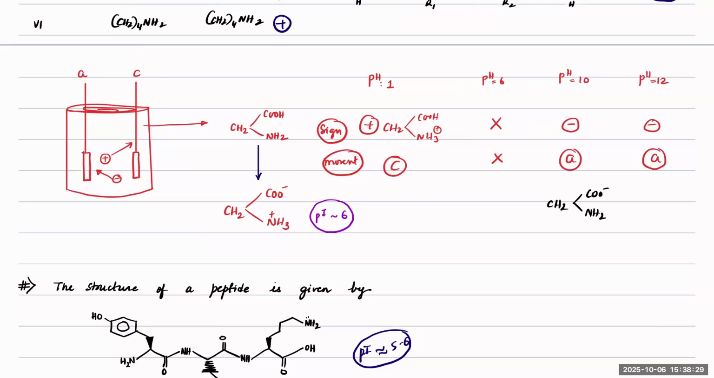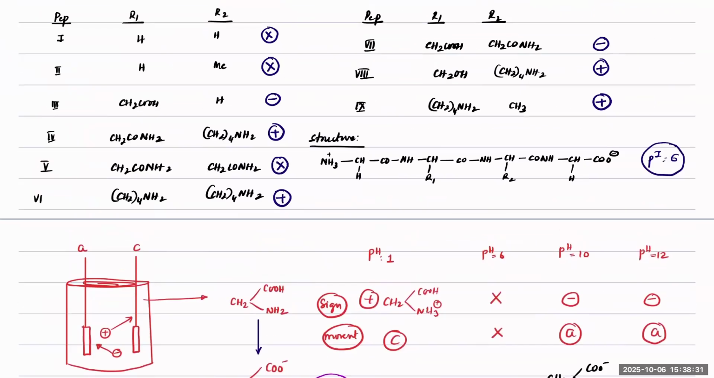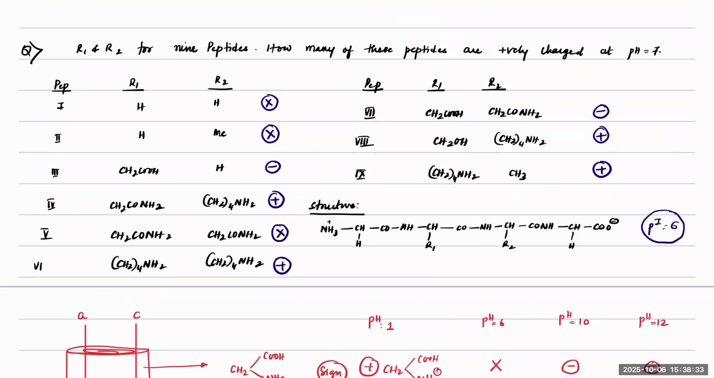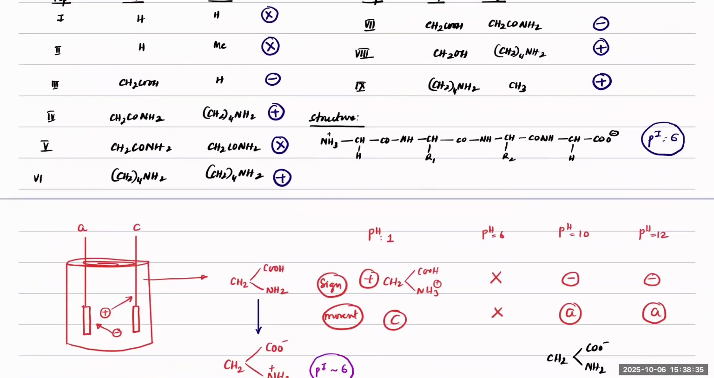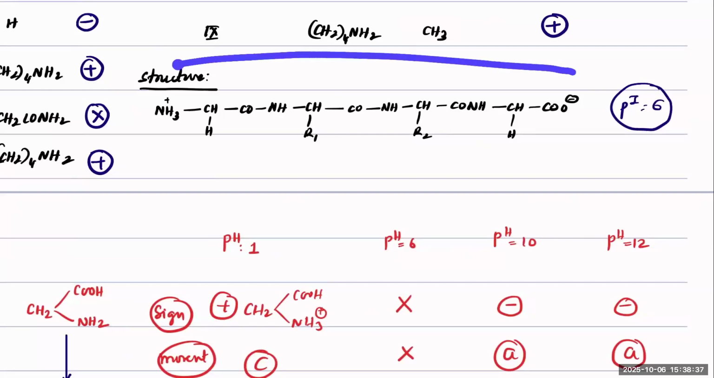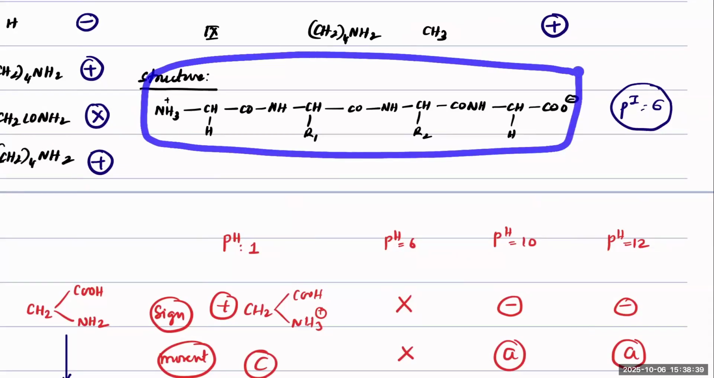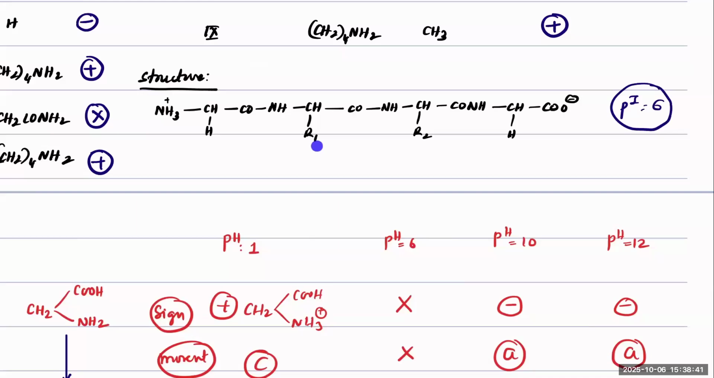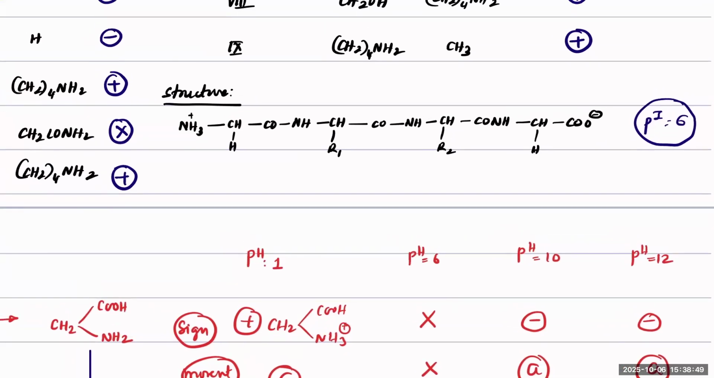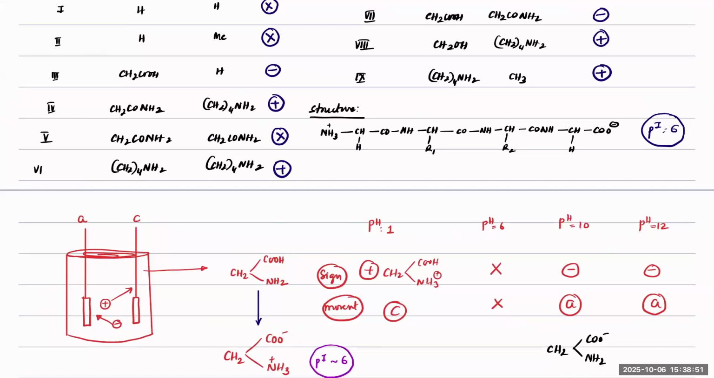Both of you, right? Now, check out the same thing in a question where this is the structure given. This is the structure given. And there are two different R positions given, R1 and R2. And you notice that its isoelectric point will keep varying based on R group.